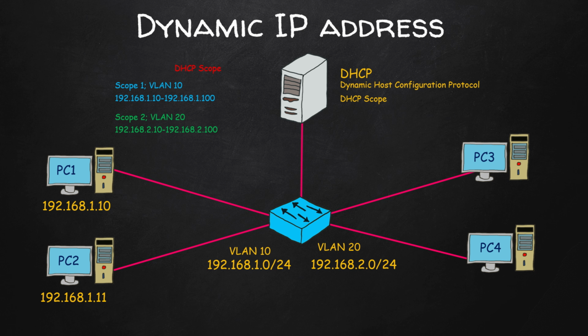So which IP address can PC3 get? It can get the first IP address from the scope range, that is 192.168.2.10. Now when PC4 requests an IP address, it gets the next IP address in that range, that is 192.168.2.11. So in this way, it doesn't matter how many devices are available in your network.